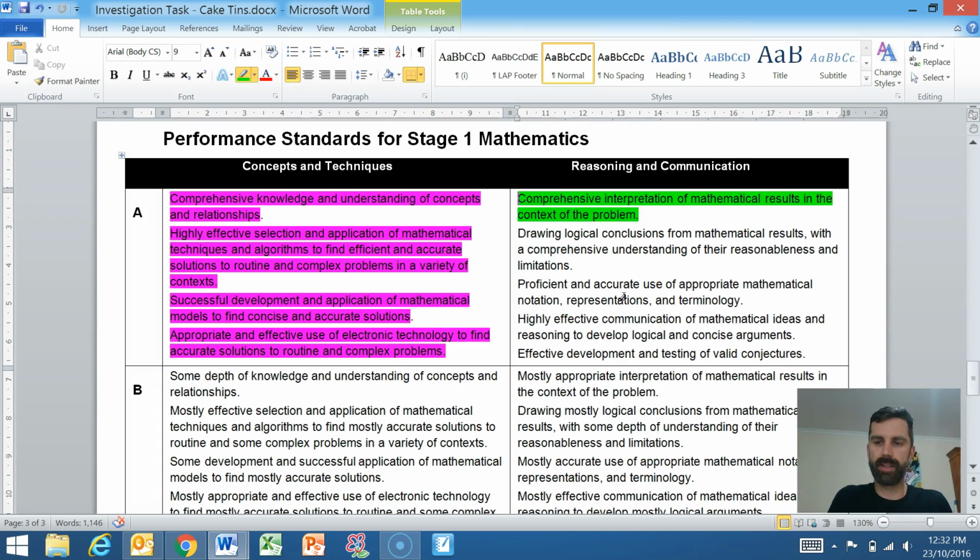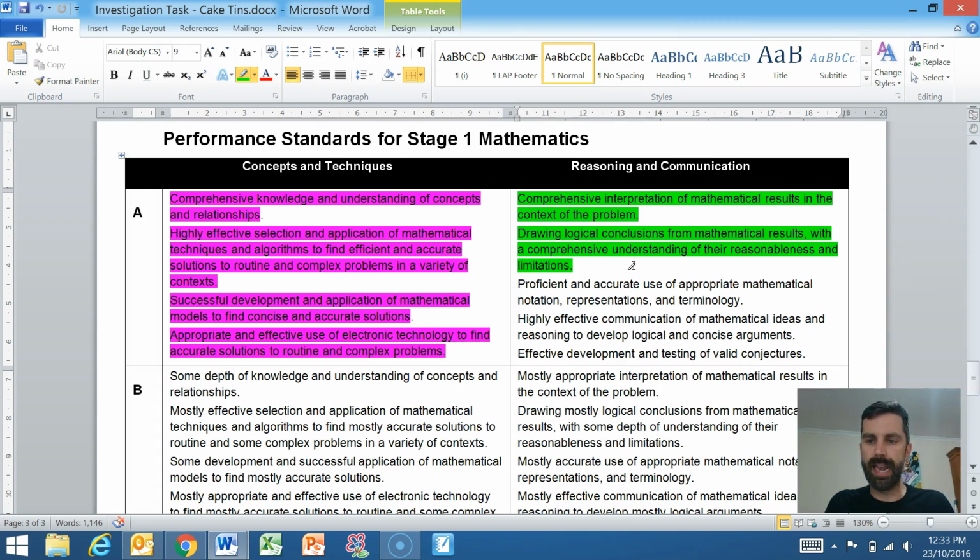So in this case, the context of the problem is optimizing the volume of a cake tin. So you need to link all of your results back to that cake tin problem. So don't just tell me something about x, tell me what that means if you are building a cake tin, okay? Second point here, drawing logical conclusions from mathematical results with a comprehensive understanding of their reasonableness and limitations.